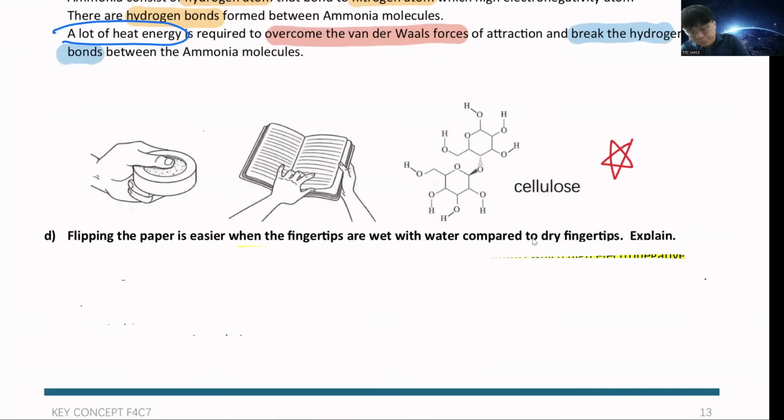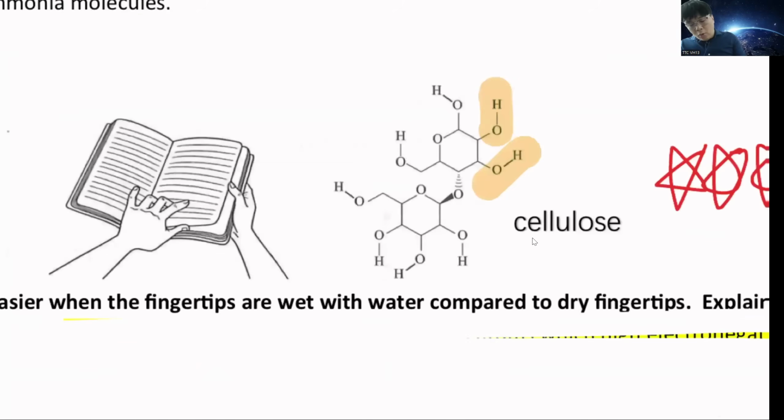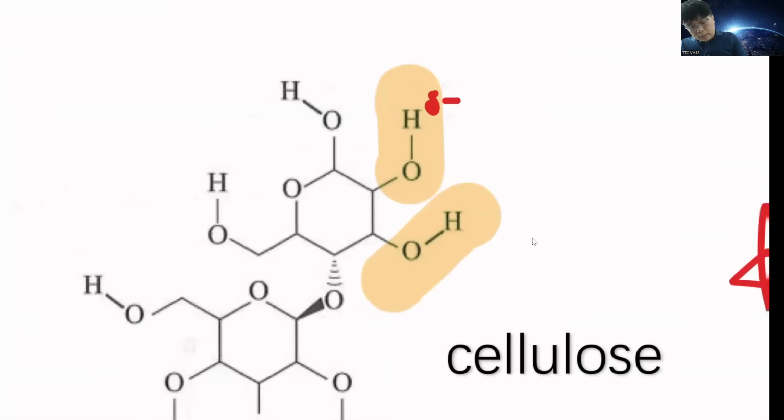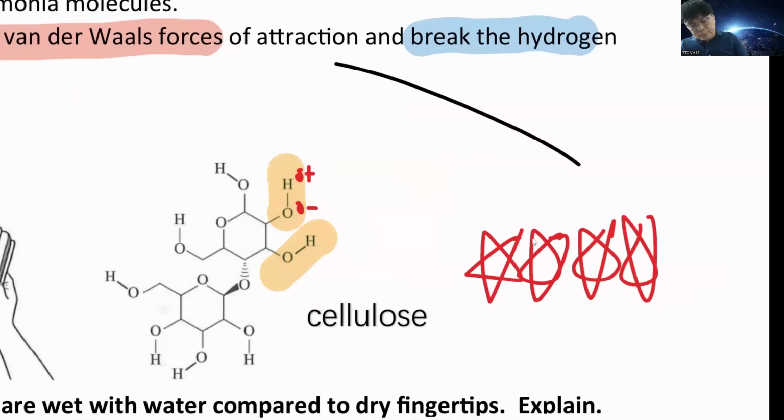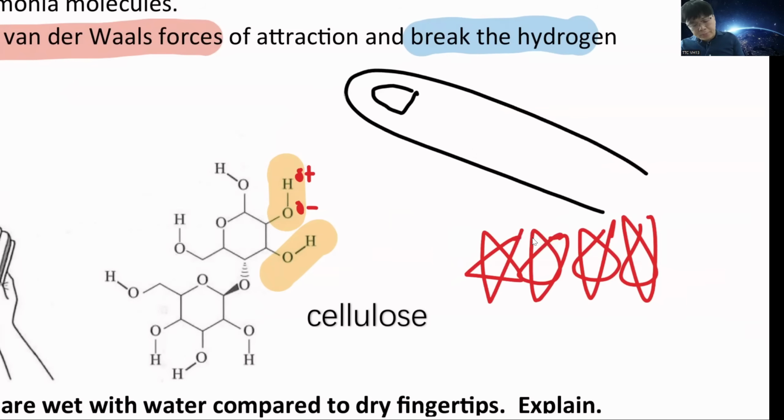Then this one is coming out, very, very important. If you try to flip a paper, it's very hard using your dry hand. But if you make your hand a bit wet, you're able to flip the paper faster. Why? Because cellulose has the OH, which means it has partial positive, partial negative. So if you use your dry finger, you won't be able to flip the paper easily.